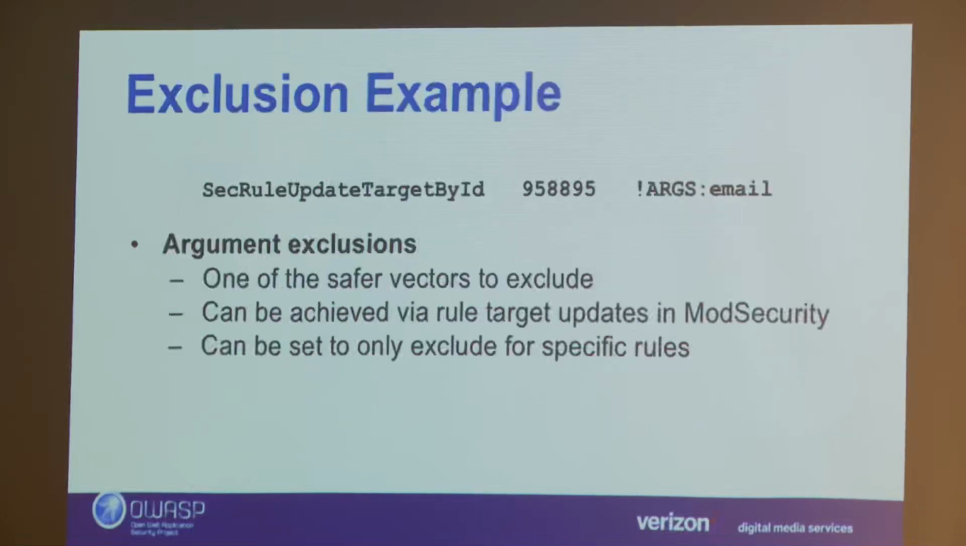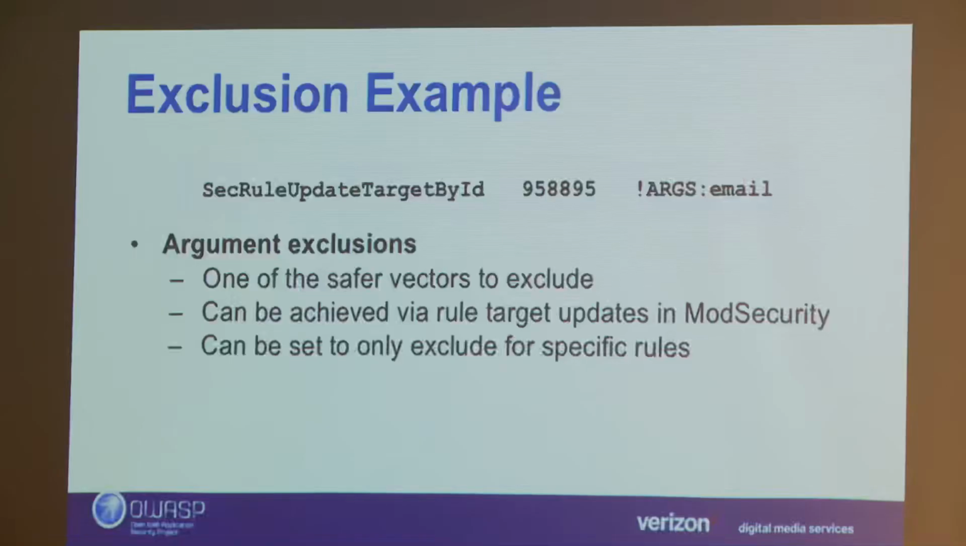So here's one of the examples of how you do the exclusion. ModSecurity has this directive called SecRuleUpdateTargetById. What you do is specify the ID of the rule whose behavior you want to change, and then you say, if the argument equals email, don't inspect the value of the email argument by this rule. This is based on one of the exercises that we did.